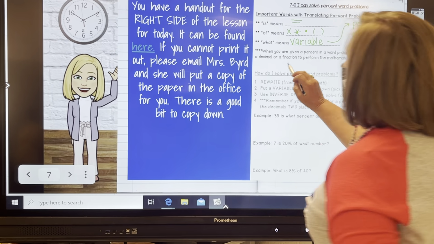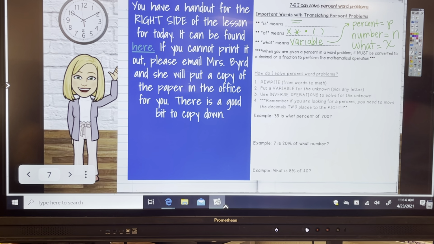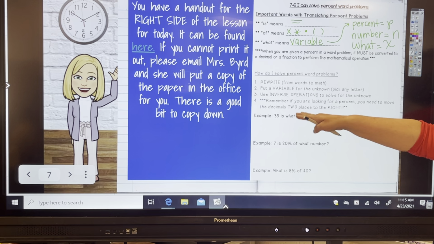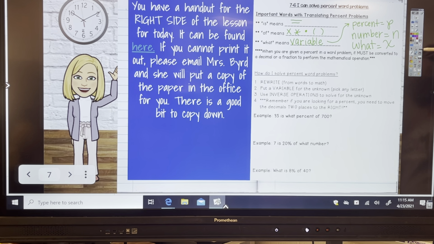All right. When you are given a percent, this is very important. When you are given a percent in a word problem, you cannot calculate using the percent written as a percent. You are going to have to change the percent to a decimal or to a fraction, or it will not work, okay? You cannot do the math if you leave it as a percent. You've got to change it. Now, we've got some percent word problems right here, and we're going to work these out.